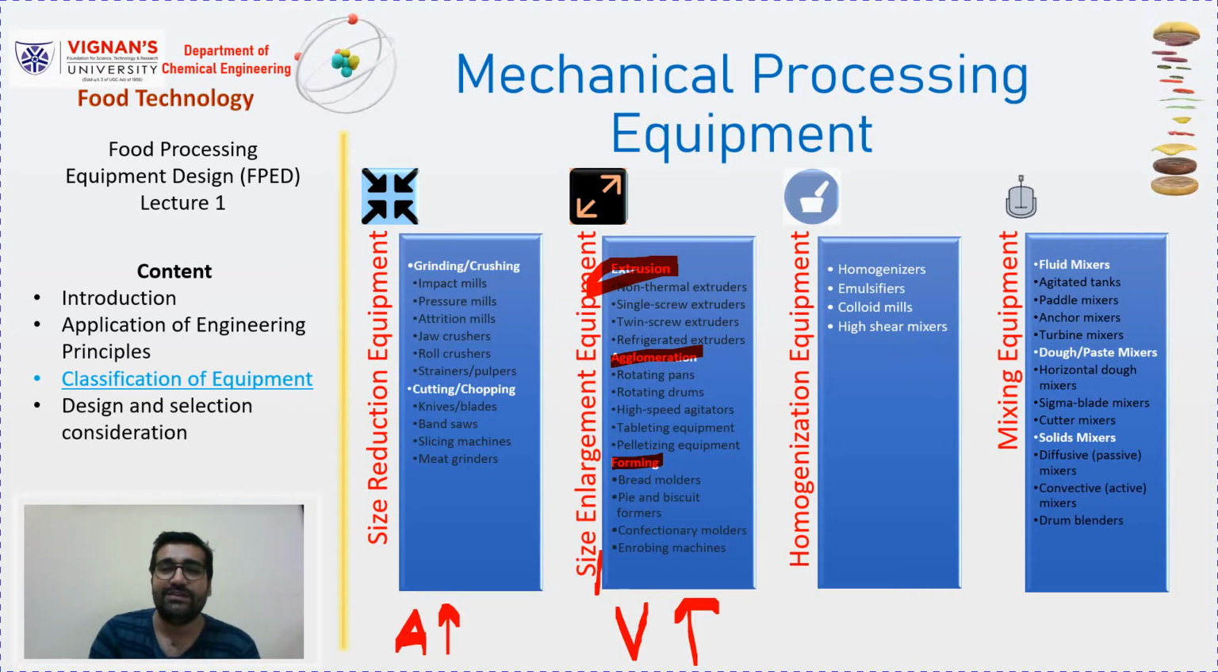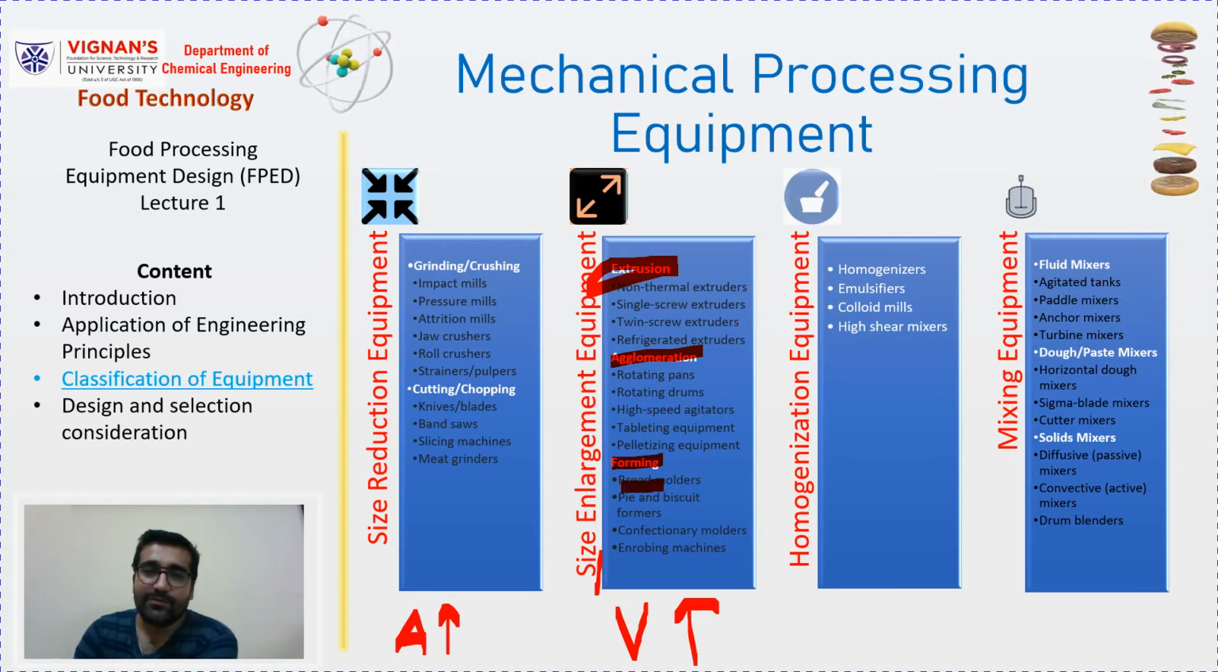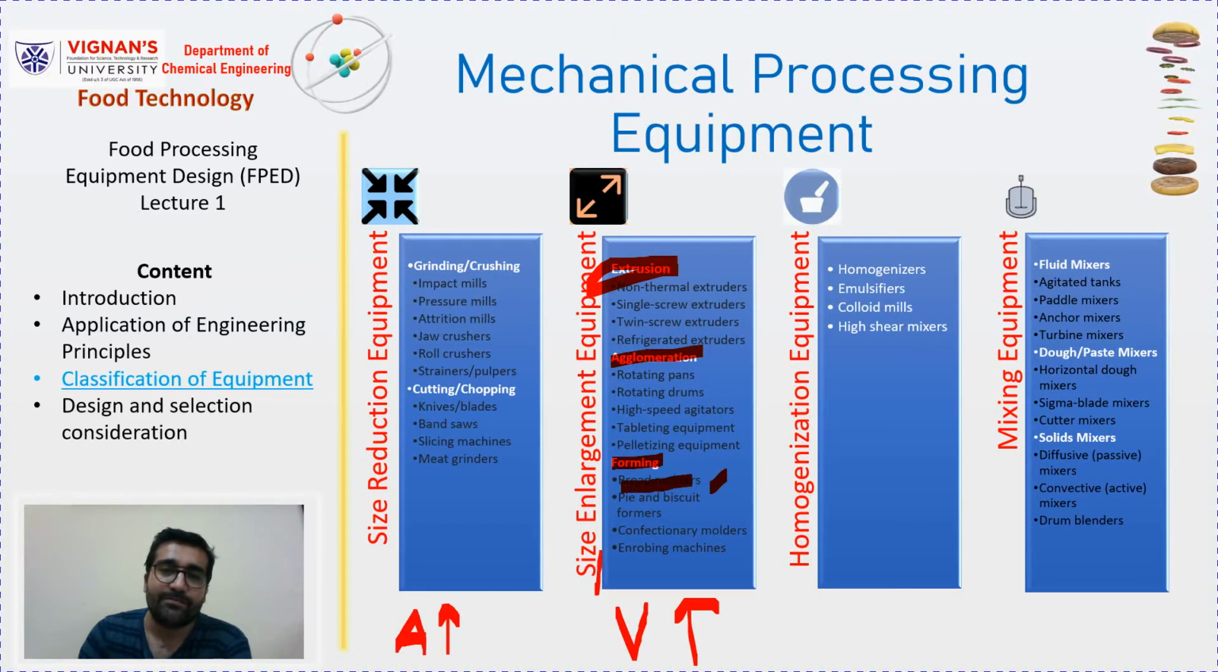In extrusion, we know there are single screw extruder, twin screw extruder, refrigerated extruder, and non-thermal extruder. In agglomeration, we use rotating pans and rotating drums, which will increase the size and volume of the product. Then, for forming, we use dough molder, pie and biscuit former, confectionery molder, and enrobing machines. So these are used for solid particles.